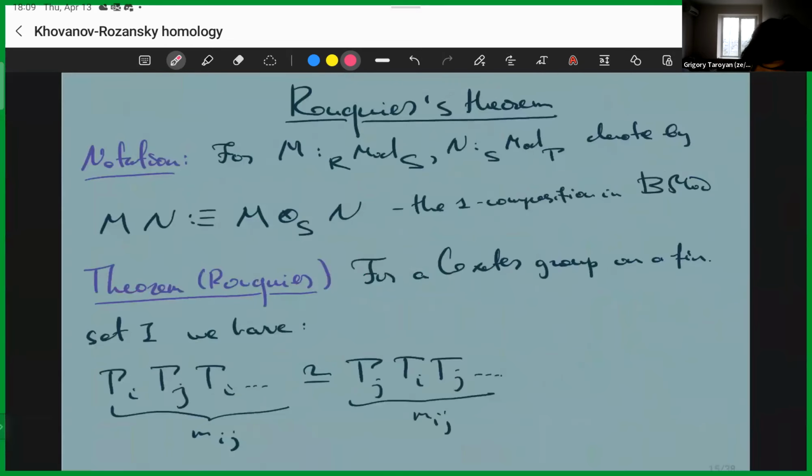So now we finally arrive at the categorified statement. Denote by M a bimodule like this, by N a bimodule like this. Note that we have the same ring here. Then we'll denote by just MN the tensor product over S. So that's basically the composition in this language of two categories that we discussed earlier. That's basically the composition of morphisms, the tensor product. Then for a Coxeter group.